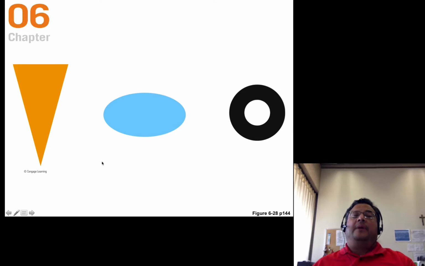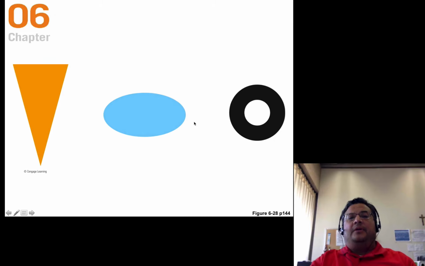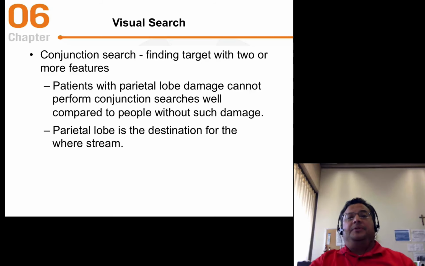I don't have to worry about remembering that it's a triangle that's upside down and orange and an oval that's blue. I just have to remember carrot, lake, and donut, which tells us a lot about how top-down processing works. It tells us that we use these semantic language categories to group things that we perceive.